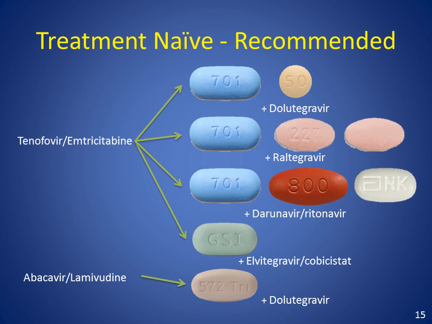If you take tenofovir and emtricitabine and combine it with dolutegravir, our integrase inhibitor, that's the first regimen. Tenofovir and emtricitabine paired with raltegravir, another integrase inhibitor, is the second one. If you take tenofovir and emtricitabine and pair it with darunavir, our protease inhibitor, and ritonavir, the booster to increase the blood levels of the darunavir, that's the third regimen.